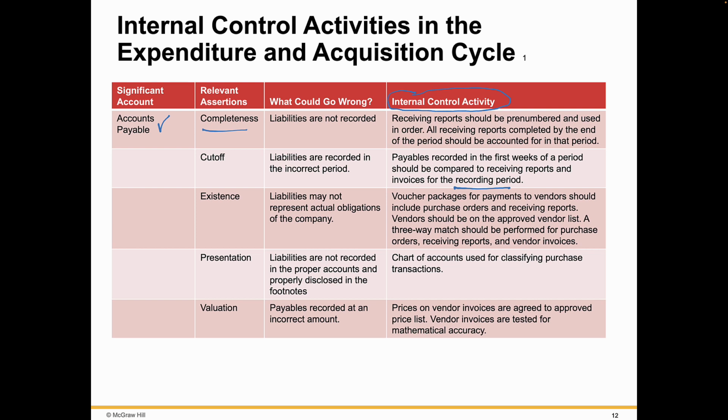When we're talking about existence, we want to make sure that the voucher packages for payments to vendors include your purchase orders and your receiving reports, and the vendor should be part of that master approved vendor list, and a three-way match should be performed where you're looking at the purchase order, the receiving report, and the invoice. Then for presentation, you want to make sure that the chart of accounts is used for classifying those purchase transactions. And for the valuation assertion, you want to make sure that the prices on the vendor invoices are agreed to that price list, and test for mathematical accuracy.